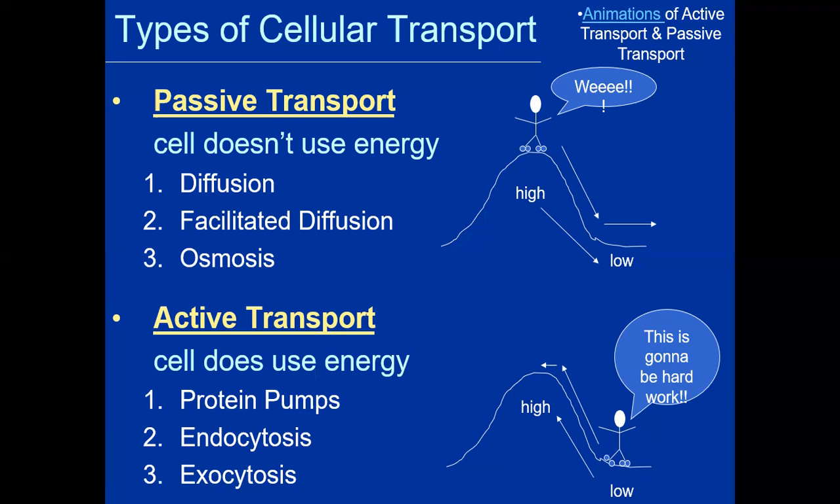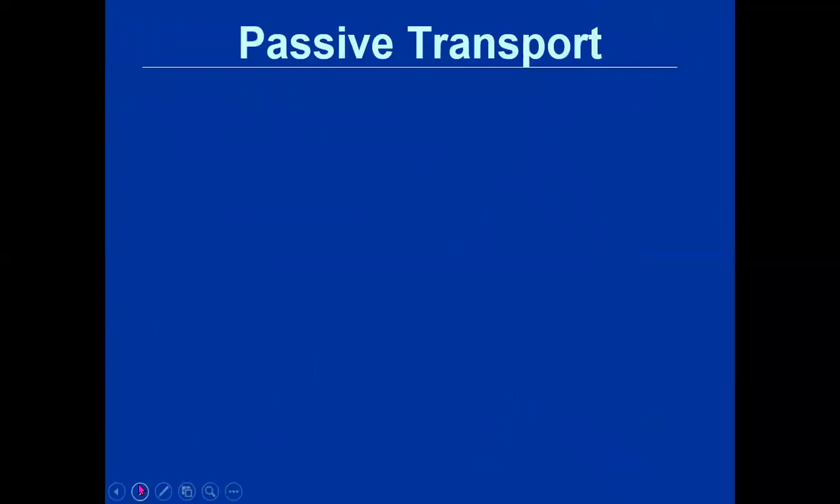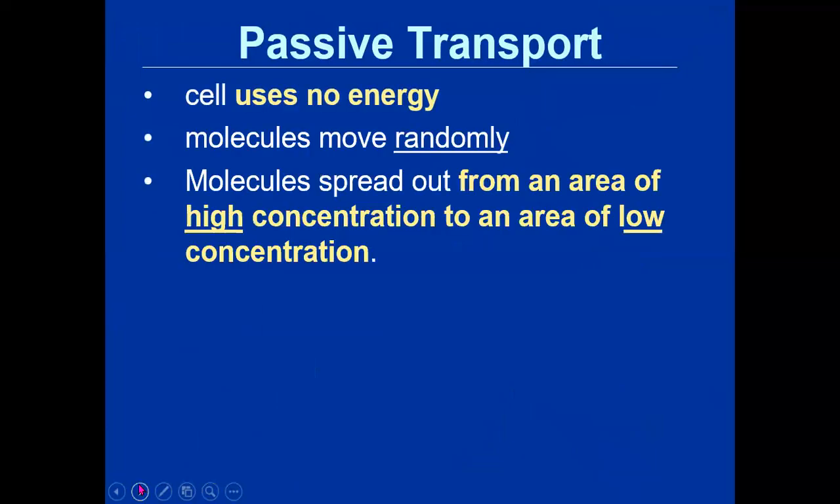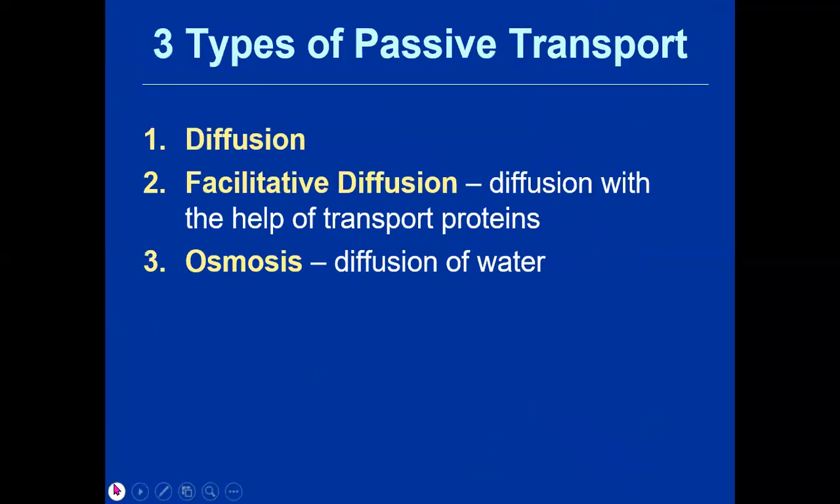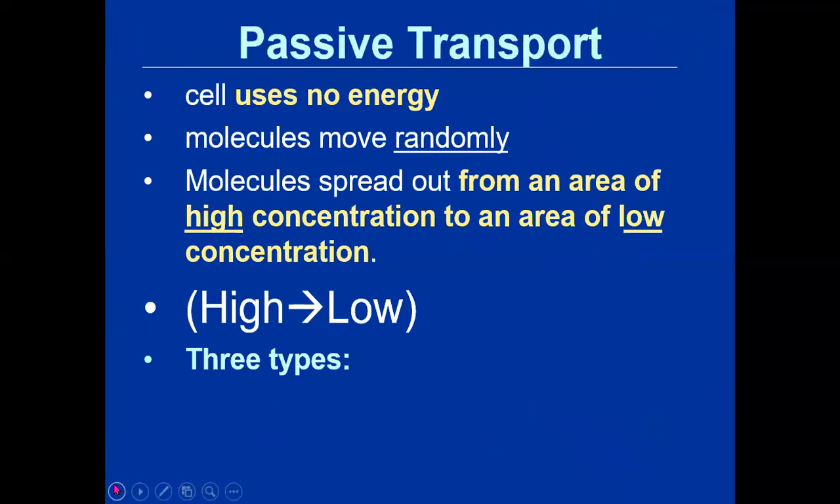So the examples of active transport are the proton pumps, the endocytosis, as well as exocytosis. We'll look at each of these one by one. So like we've said, passive transport, the cell uses no energy, all right?